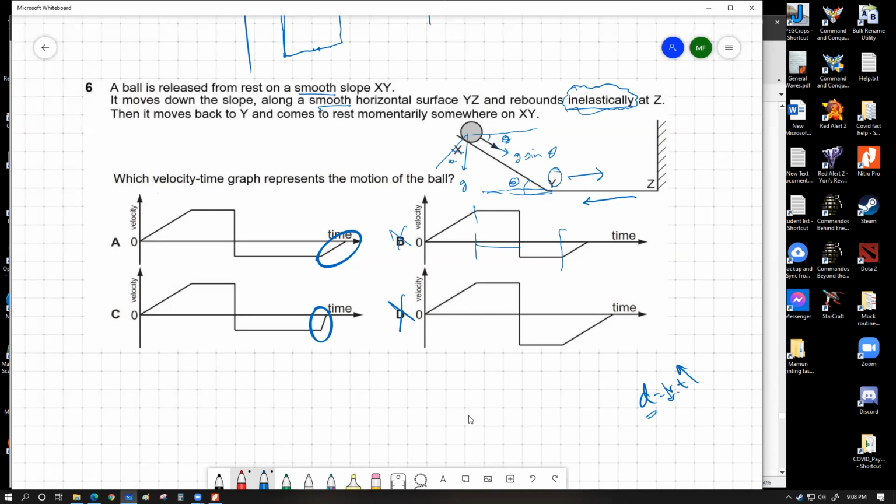When the ball starts going in the Y direction, that same exact component of G is responsible for slowing it down, because the angle remains the same. So this would cause the same deceleration. The rate of velocity increase along XY would be the same as the rate of velocity decrease in the direction YX, which means these two sides should be what? Parallel.